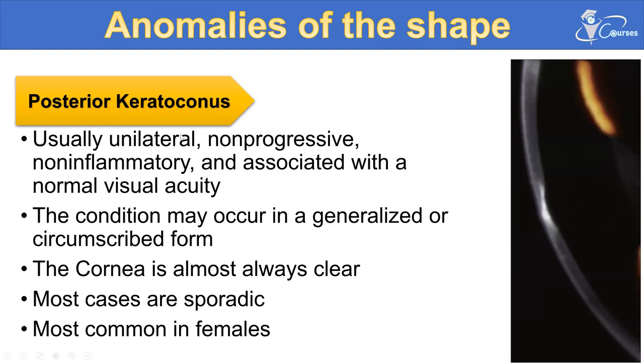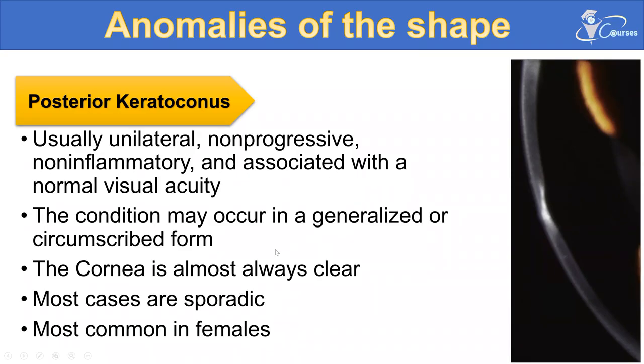Another anomaly is called the posterior keratoconus. It is different from the anterior keratoconus, as the anterior keratoconus occurs in the first 20 years of life, so we cannot consider it a developmental disorder. While the posterior keratoconus starts very early in life, it is usually unilateral, non-progressive, non-inflammatory, and associated with normal visual acuity. So concentrate for the MCQs. If he says that the posterior keratoconus has impaired visual acuity, no, usually they have normal visual acuity.